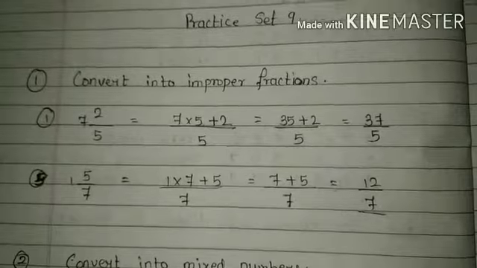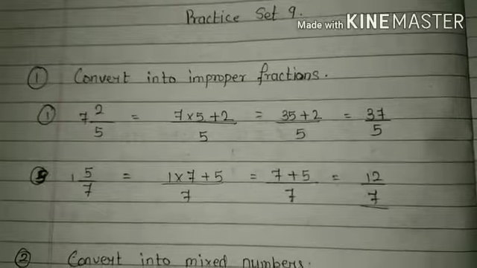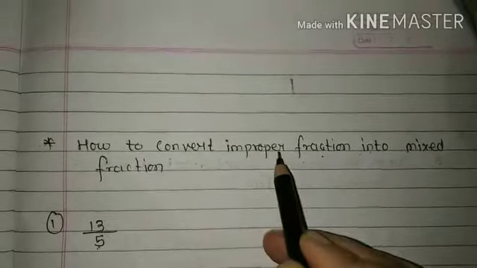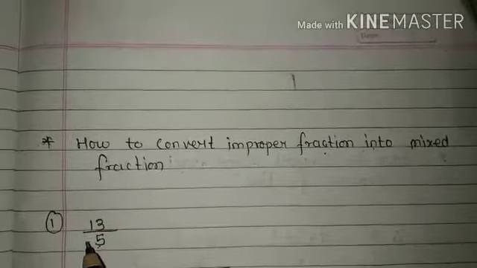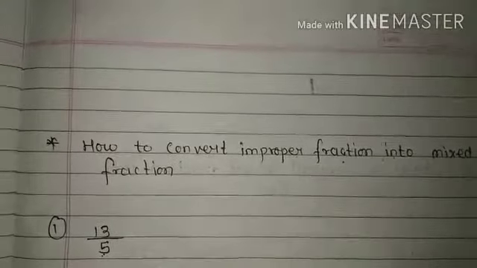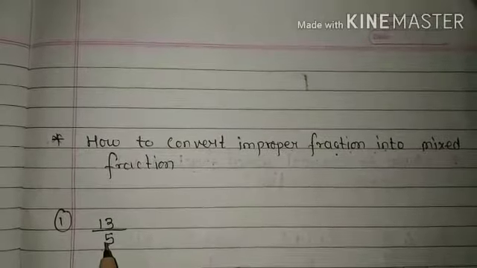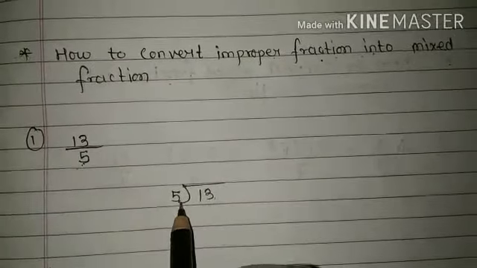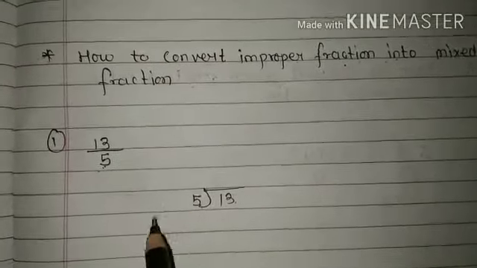Now we will see how to convert an improper fraction into a mixed fraction. Here an improper fraction is given and we have to convert it into a mixed fraction. 13 upon 5 is given. 13 is divided by 5. So here we just have to do the division. So 13 is divided by 5. We will write it first and then we are going to solve.